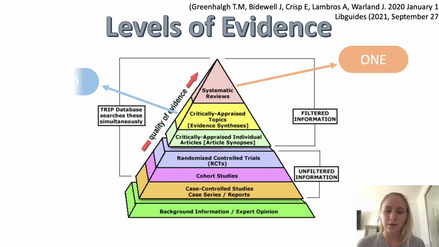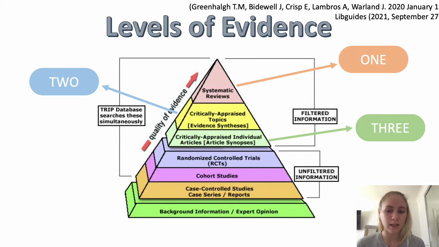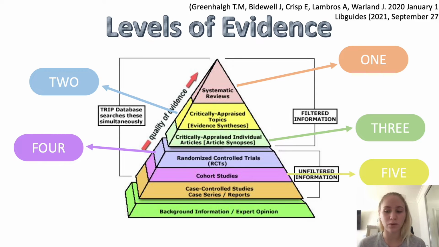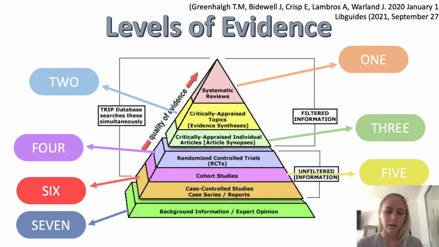Level 2 is evidence that is obtained from at least one well-designed RCT. Level 3 is the evidence that is obtained from well-designed controlled trials without randomization. Level 4 is a cohort study. Level 5 is a systematic review or descriptive qualitative study. Level 6 is case-controlled studies or reports. Level 7 is background information or expert opinions.